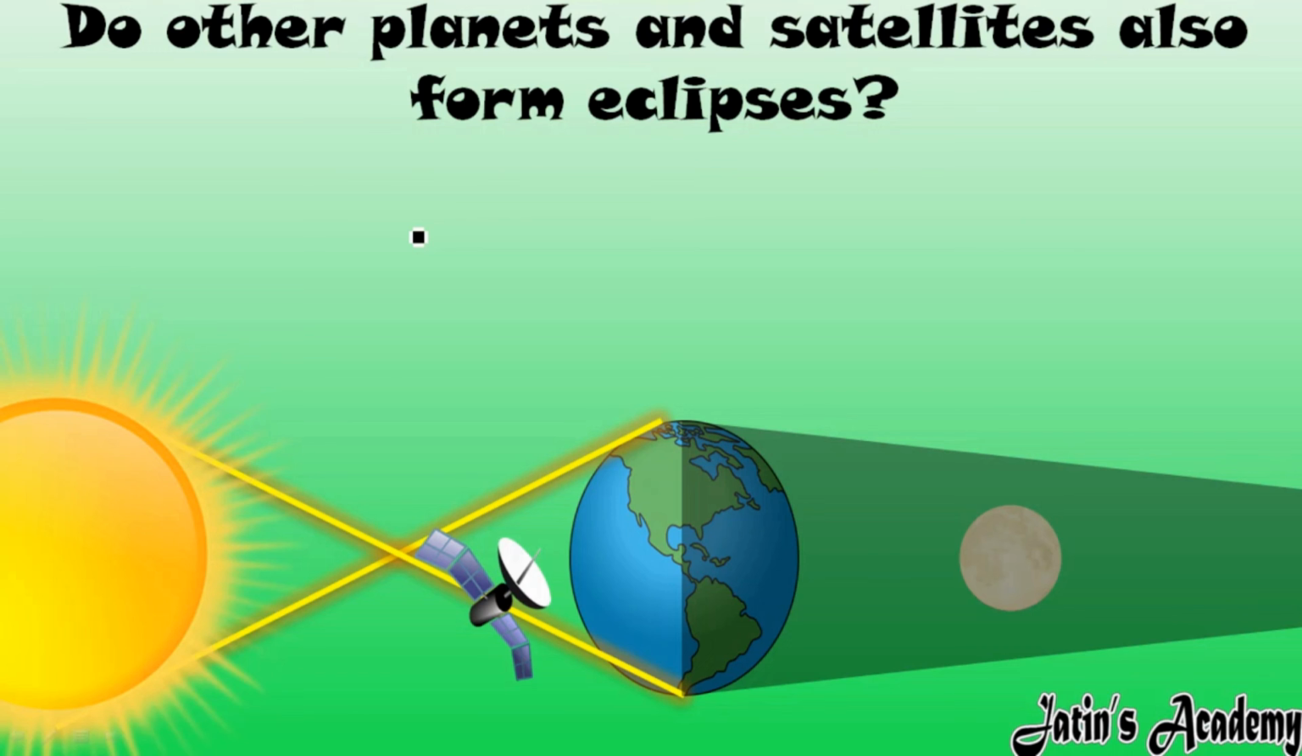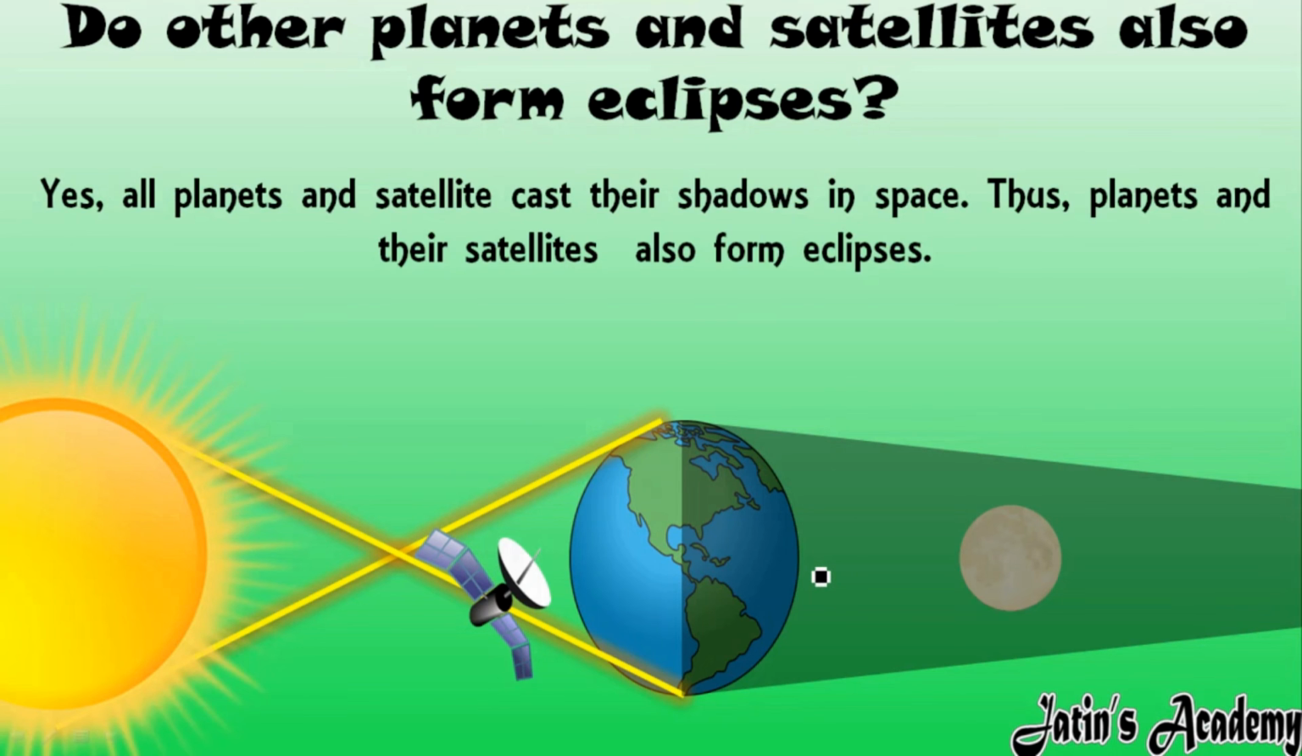Next our question is, do other planets and satellites also form eclipses? Whenever satellites come in between the sun and the planet, or between the sun and the moon, satellites and planets also cast shadows in space. So planets and their satellites also form eclipses.